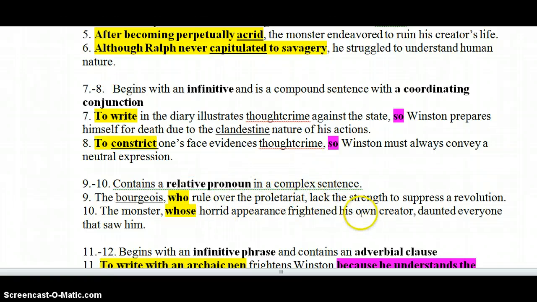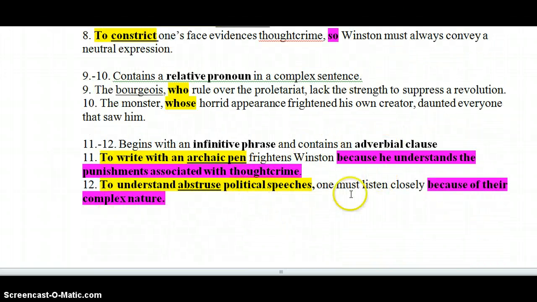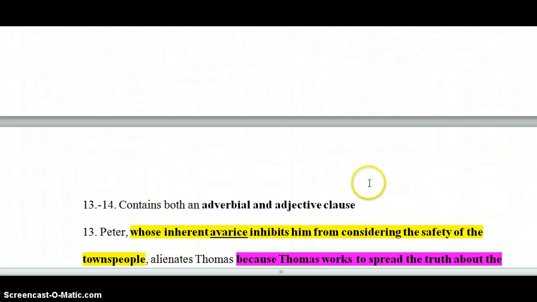The bourgeois lacked the strength to suppress a revolution. The monster daunted everyone that saw him. Okay. Infinitive phrase with an adverb clause. So to write with an archaic pen is our infinitive phrase. And here's our adverb clause, begins with because, a subordinate conjunction. Yellow, infinitive phrase, to plus the verb, and then in the purple we have the adverb clause.